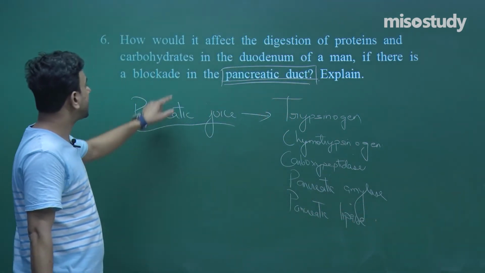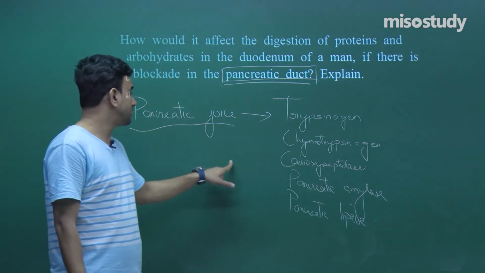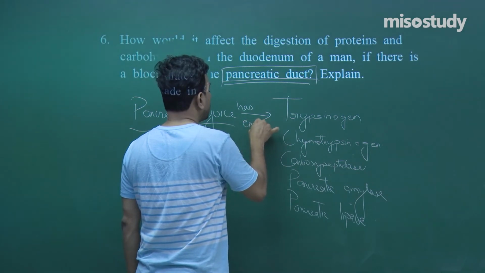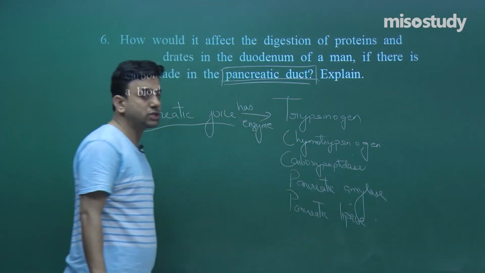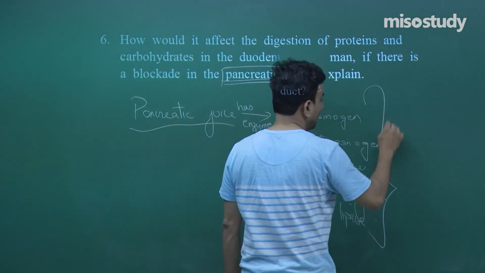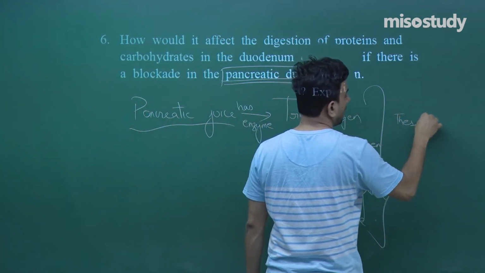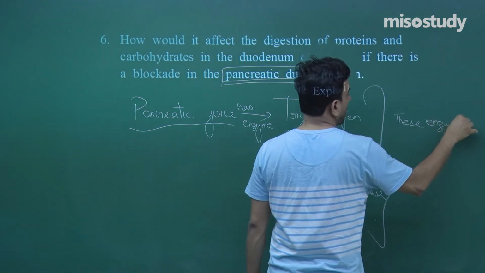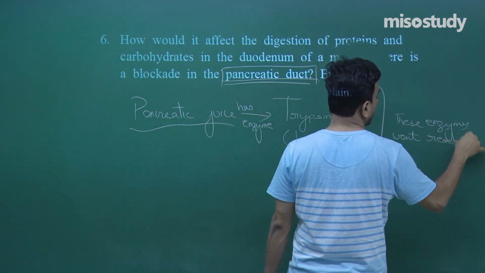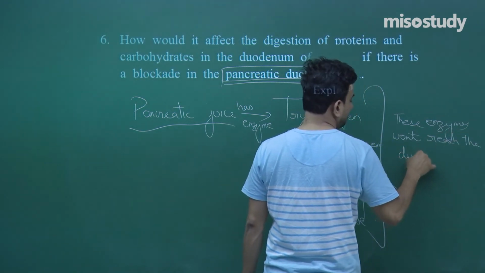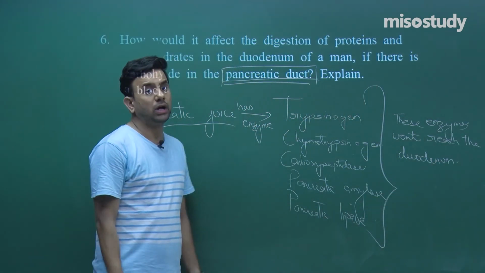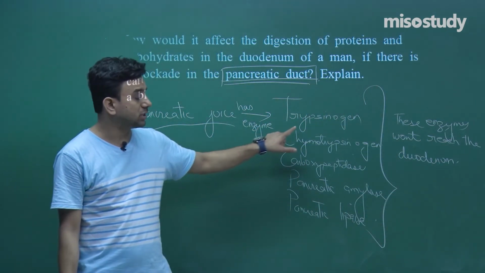So, when the pancreatic duct is blocked, all these enzymes will not reach the duodenum of the GIT. Now, when they don't reach the duodenum, what will happen? This trypsinogen, what was this?